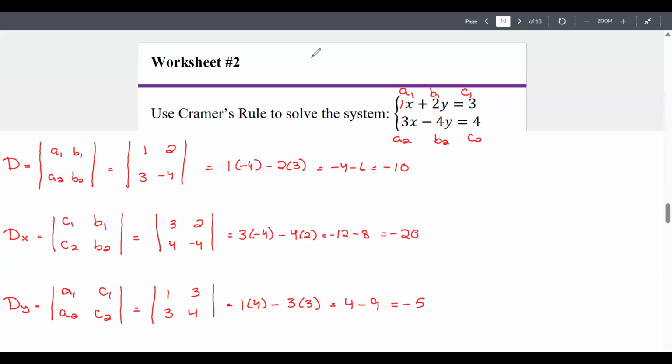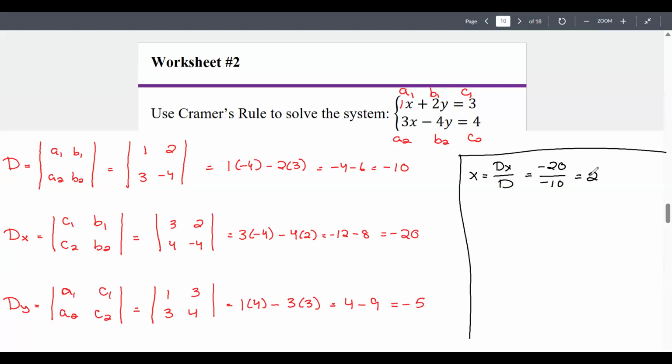If you did this one, you end up with a fraction. You did everything right. So remember, x is just Dx over D. -20 over -10, which is going to give me 2. And then your y is going to be your Dy over your D, or -5 over -10, which is 1/2. So my solution is the ordered pair 2 and 1/2.